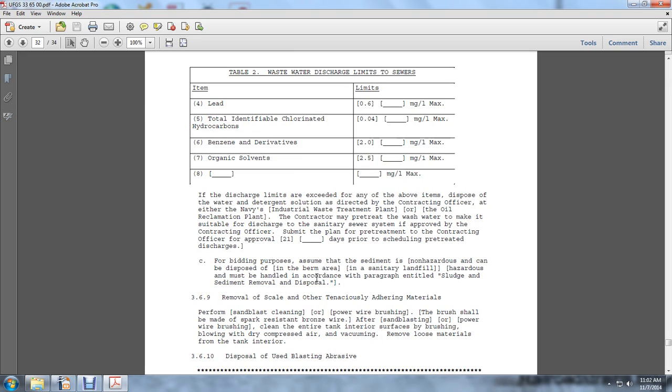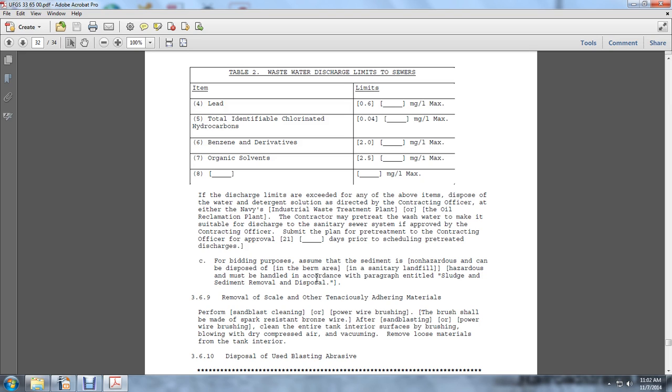If the discharge limits are exceeded for any of the above items, dispose of the water detergent solution at the director, contracting officer, or either the Navy's industrial water treatment plant or the oil reclamation plant. The contractor shall pretreat the wash water to make it a suitable discharge to the sanitary sewers, if approved by the contracting officer, submitting the plan of pretreatment to the contracting officer for approval 21 days prior to the scheduling of pretreated discharge for binding purposes.